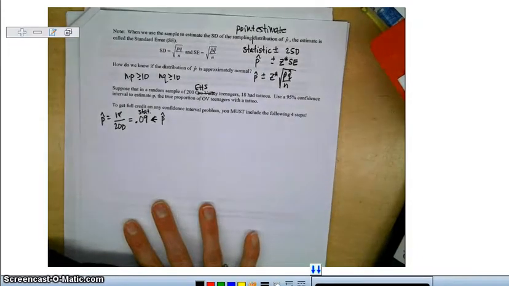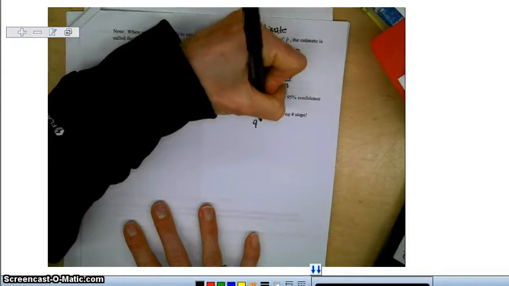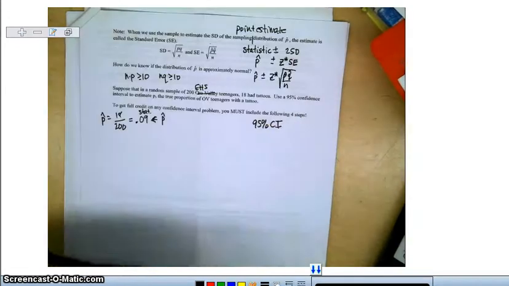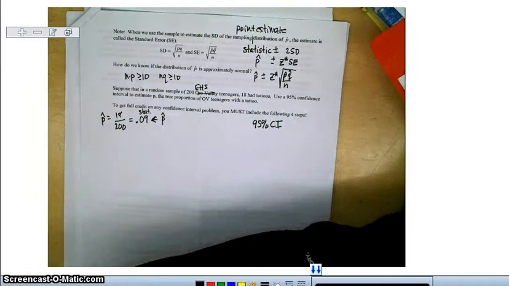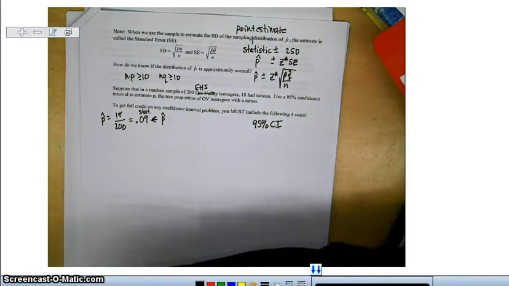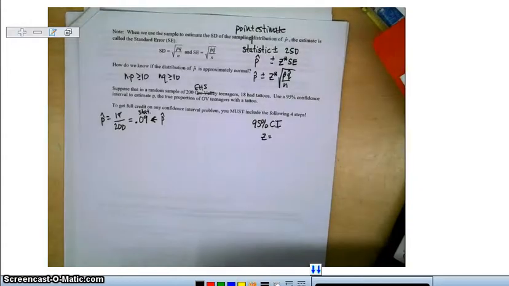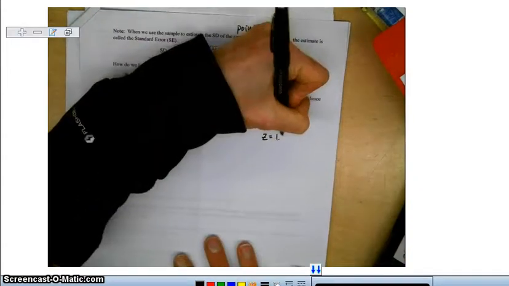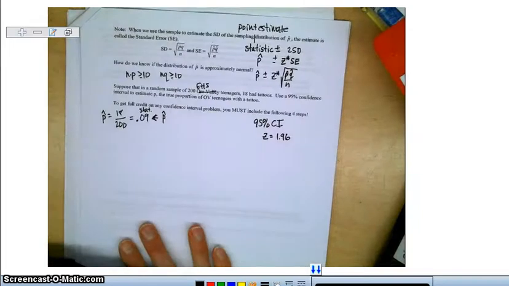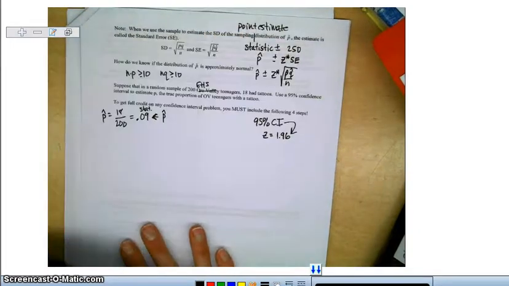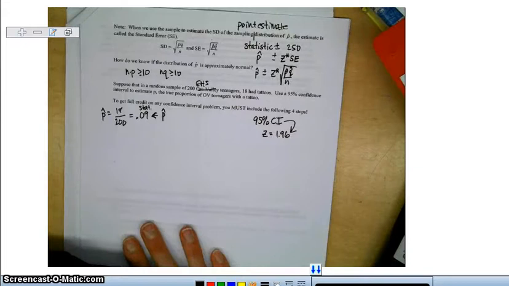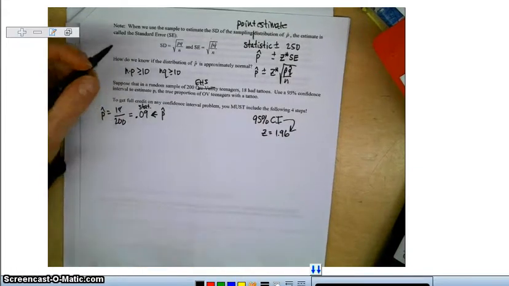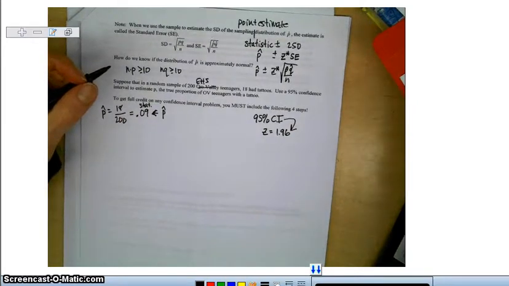Use a 95% confidence interval, so we are going to write a 95% confidence interval. And in a 95% confidence interval, we are looking for the middle 95% of data. Our z-score for this, and we'll talk about probably in the next video how you find that, is 1.96 for a 95% confidence interval. And this is something you need to remember. The z-score for a 95% confidence interval is 1.96. All right, so here is what we have to go through. Every single time you write a confidence interval, there are 4 steps.